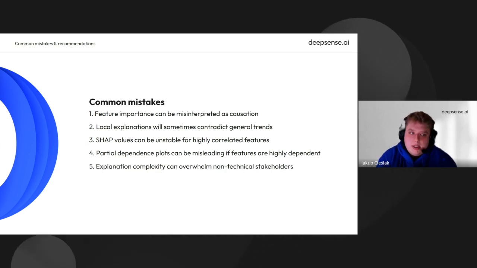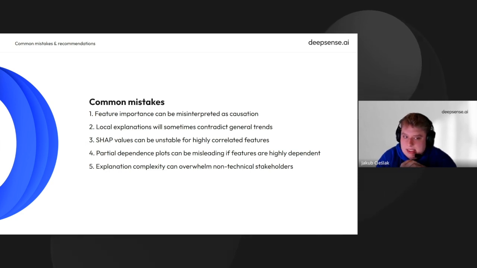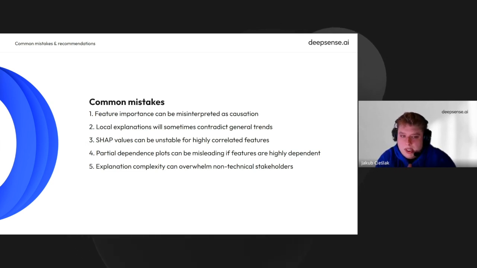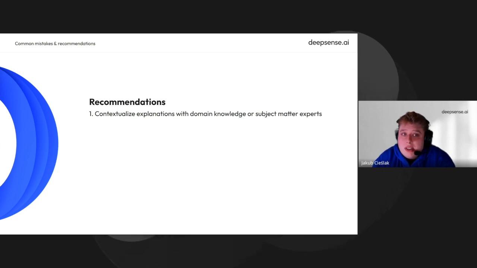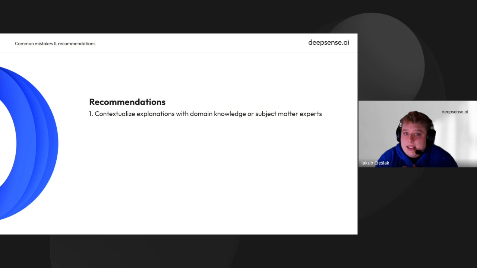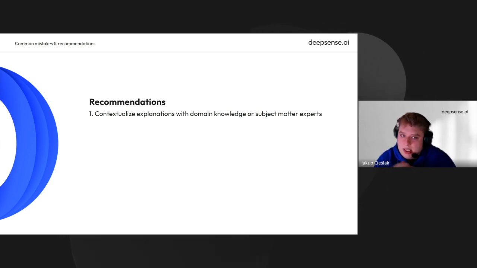The fifth one, explanation complexity can overwhelm non-technical stakeholders. Actually, sometimes even technical ones. And if you are overwhelmed already, then I'm really sorry. Okay, now let's go through recommendations. Number one, contextualize explanations with domain knowledge or subject matter experts. And it's really simple. Always check what you find against what you know. And if you know nothing about the subject, ask someone who does.